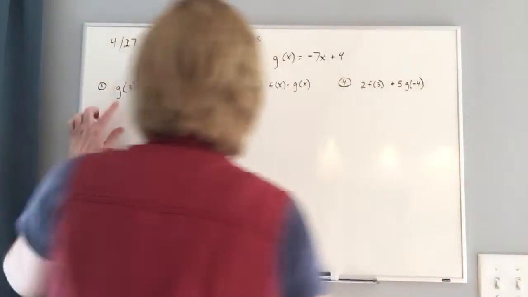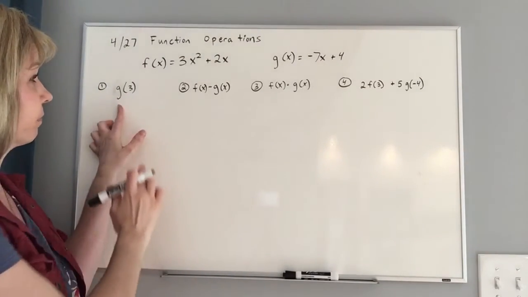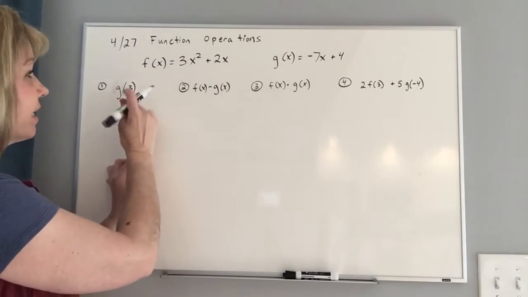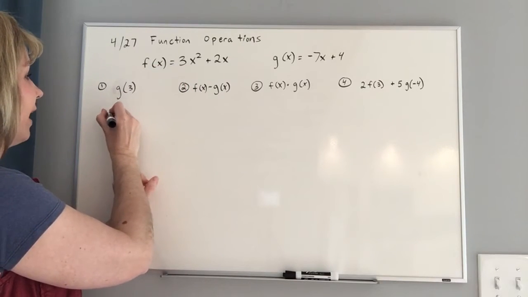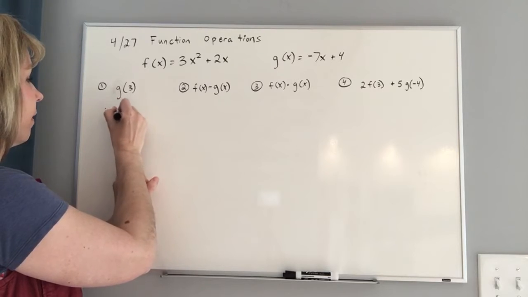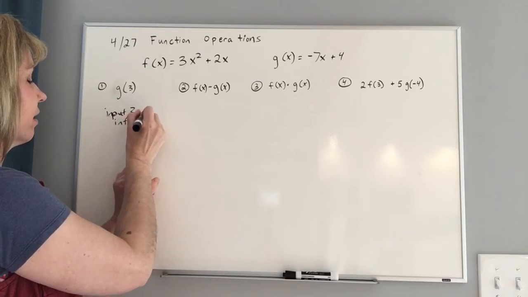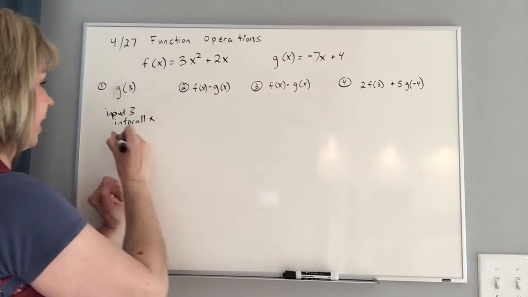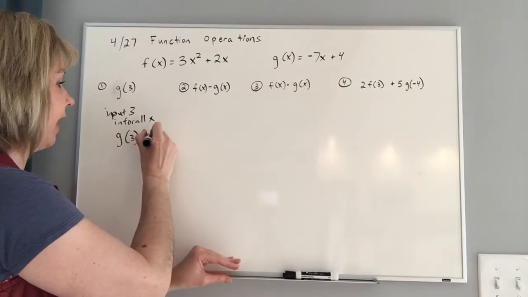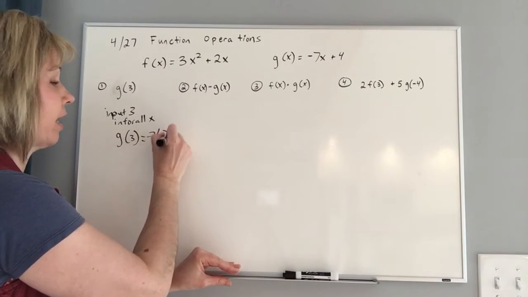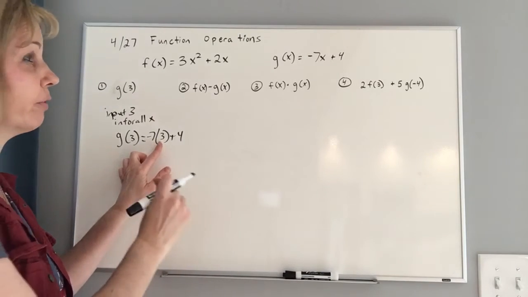So number one, all I'm asking you to do is find g of 3. g of 3. So right here, the x is the input. So this is saying you want to input 3 in for all x's. So we're putting 3 in. So we're finding g of 3, which would look like negative 7 times 3 plus 4. So we're just putting 3 in for x and then doing the math.